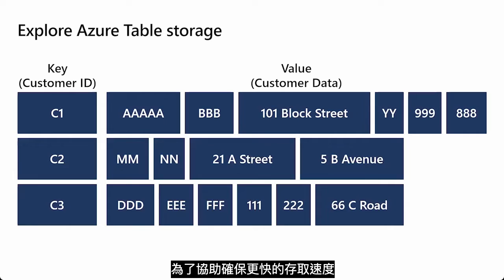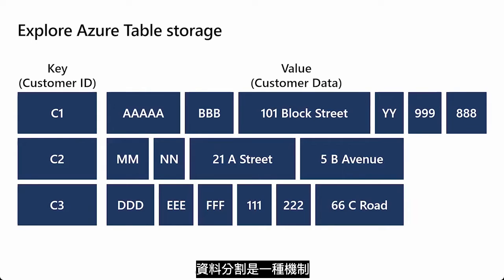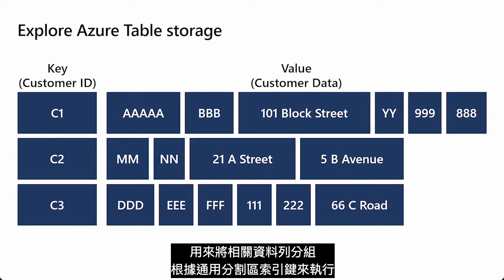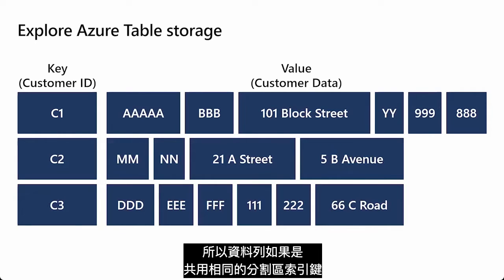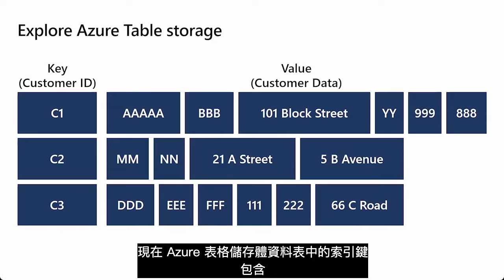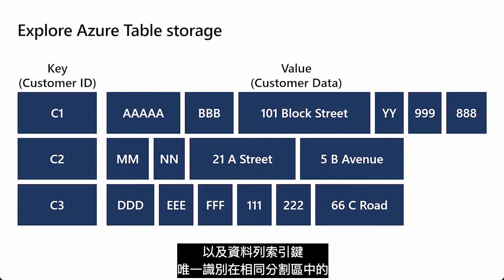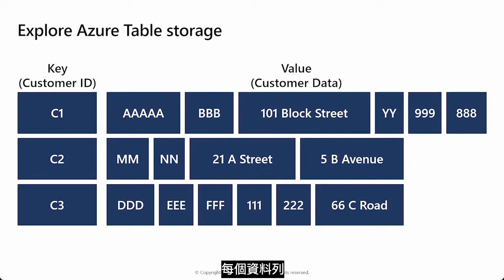To help ensure even faster access, Azure Table Storage splits the table into partitions. Partitioning is a mechanism used to group related rows based on a common partition key. The rows that share the same partition key will be stored together. The key in an Azure Table Storage table has two elements you need to be aware of. There's a partition key, which identifies the partition that contains the row, and the row key, which uniquely identifies each row in the same partition. Items in the same partition are stored in row key order.